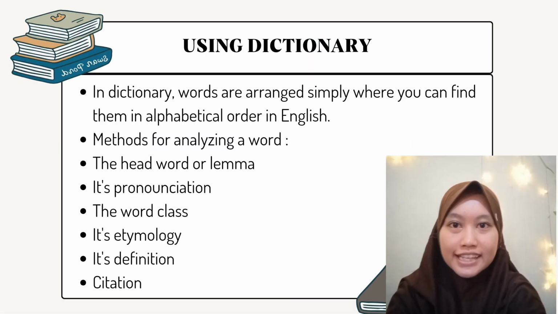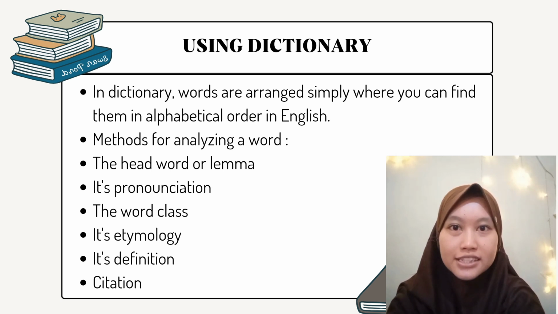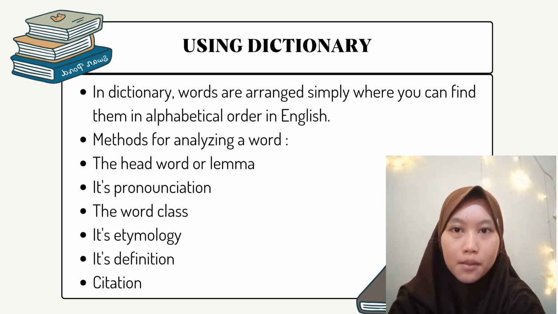Using a dictionary. In a dictionary, words are arranged simply, where you can find them in alphabetical order in English. In a dictionary, therefore, each entry stands by itself as an independent piece of work. There may be some cross-referencing to save repetition, but it plays only a relatively small part.